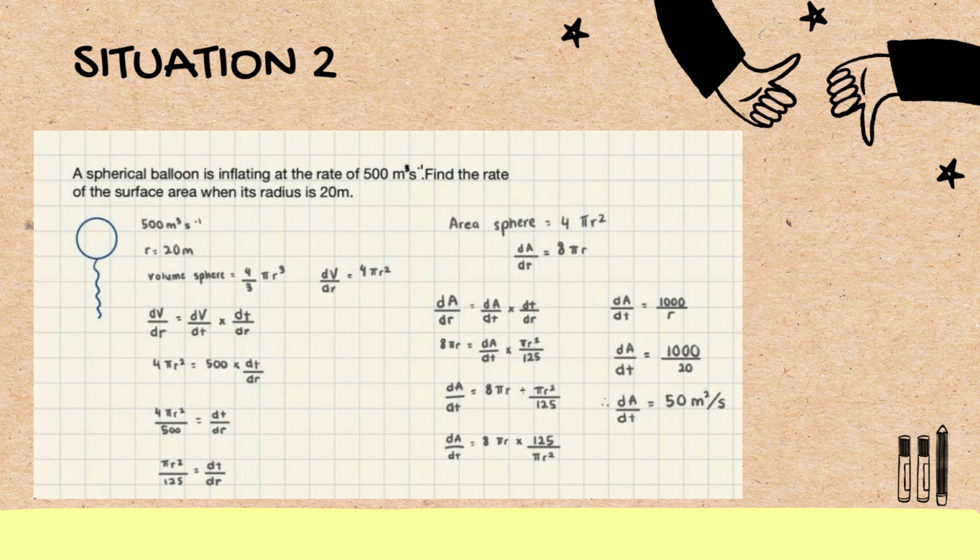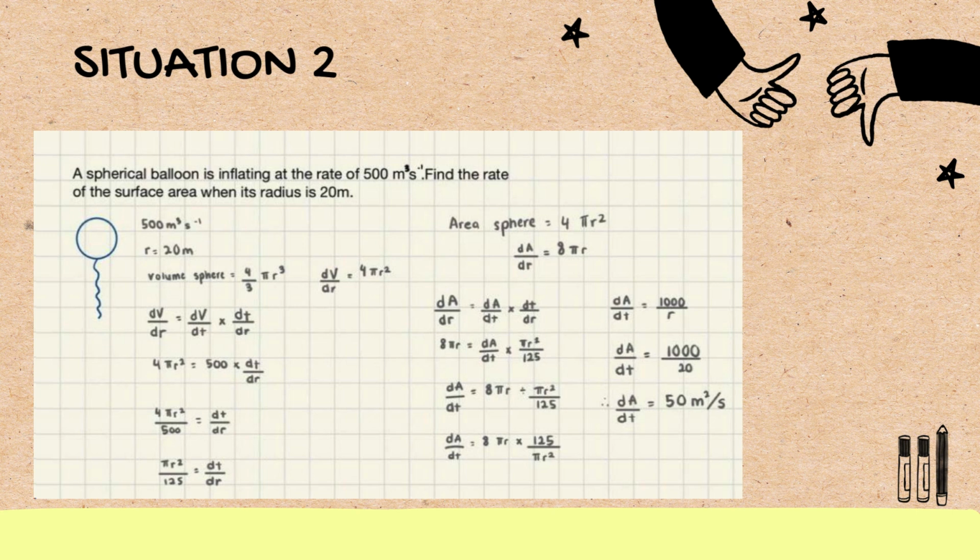Okay, so guys, we move to situation 2. As you can see, the question is: a spherical balloon is inflating at the rate of 500 meter cube per second. Find the rate of the surface area when its radius is 20 meter. So, our step 1 is we need to extract the information that has been given. In this question, it gave the speed of incoming wind as 500 meter cube per second. So we must release the formula for the volume.